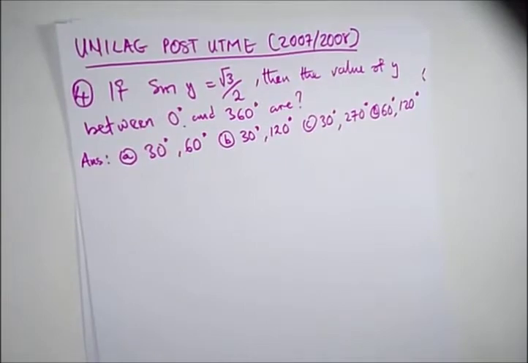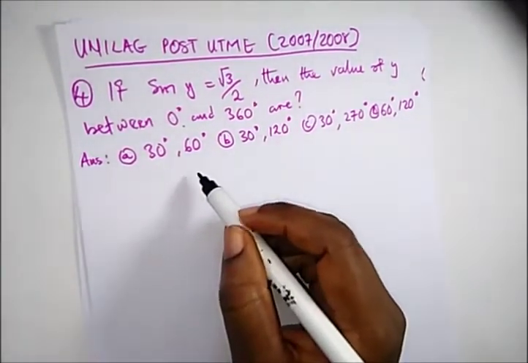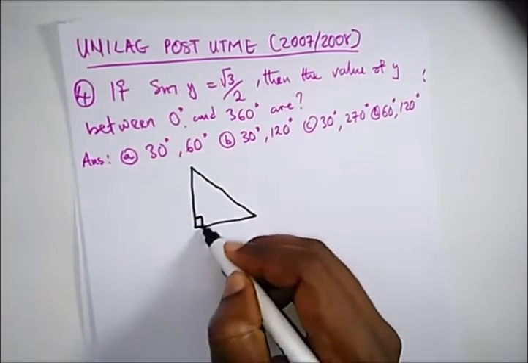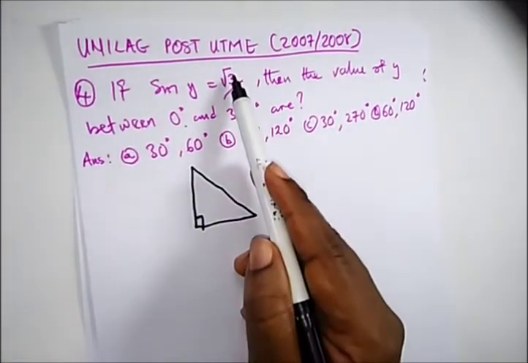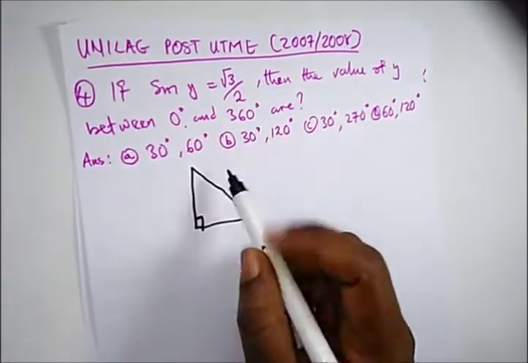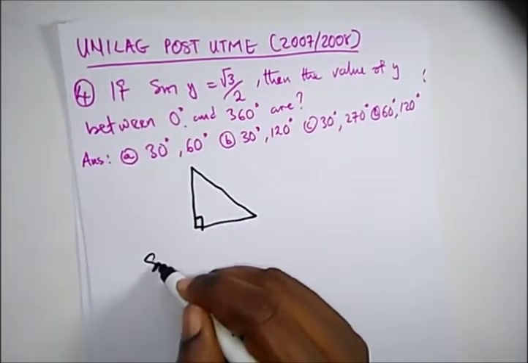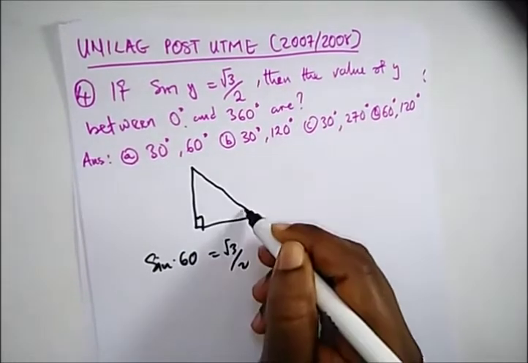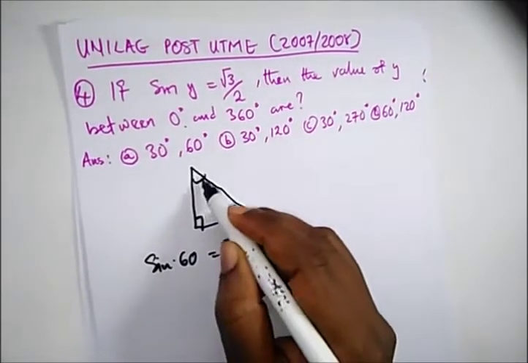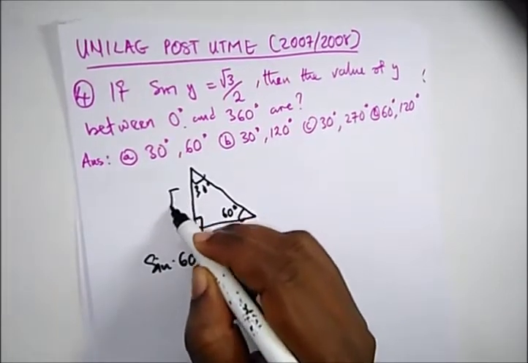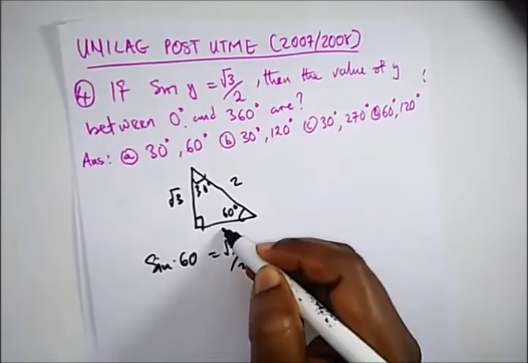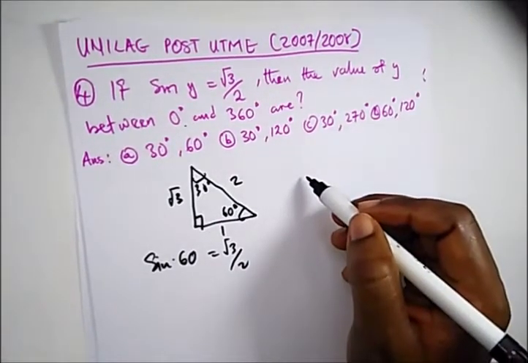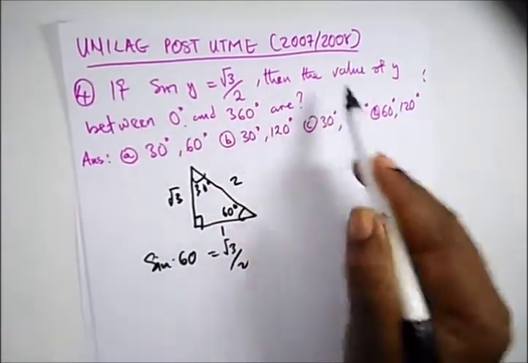You must try to remember I've treated trigonometry. So where you have this, sine y equals root 3 over 2 will be sine 60. If you remember, sine 60 is root 3 over 2, where this is angle 60, this is angle 30. This will be root 3, this will be 2, and this will be 1. Now they're asking us to find the value of y between 0 and 360.